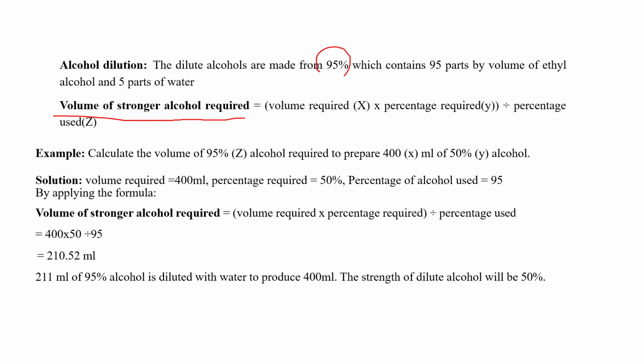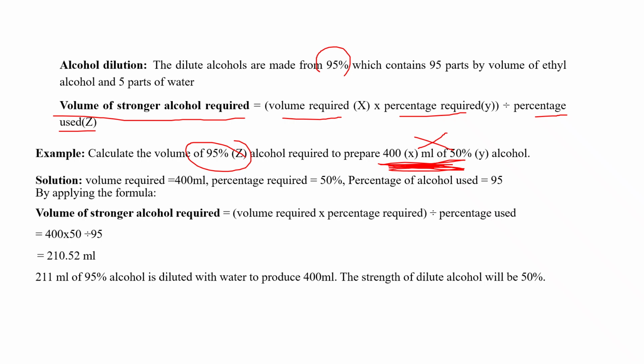Now, by which equation? Volume required into percentage required, divided by percentage used. That's the equation. Okay. So you have to multiply volume required and percentage required, and divide by the percentage used. Whatever values are adjacent to each other will be multiplied, and these two values will be divided by this single one. That's the main equation. Okay, so now we'll solve this problem.